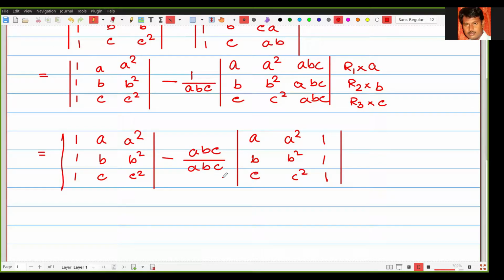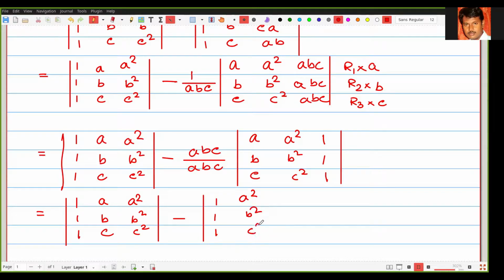Obviously, we can now interchange the columns of the second determinant. The first determinant 1, 1, 1, A, B, C, A square, B square, C square, minus, first interchanging the third column into first, and then another interchanging of the second and third column. So suppose 1, 1, 1, so that is A square, B square, C square, A, B, C. Obviously, that should be minus 1.